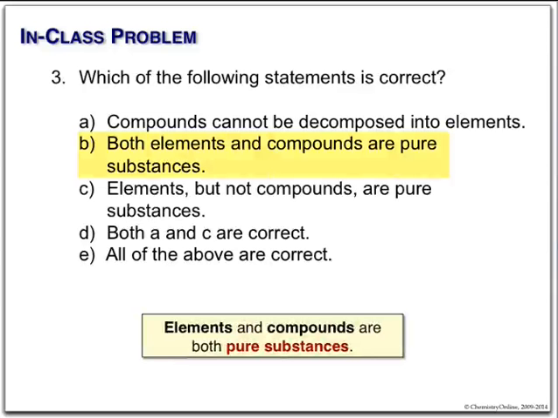We actually saw Lavoisier take mercury 2 oxide and convert it back into mercury and oxygen. So these can be decomposed.